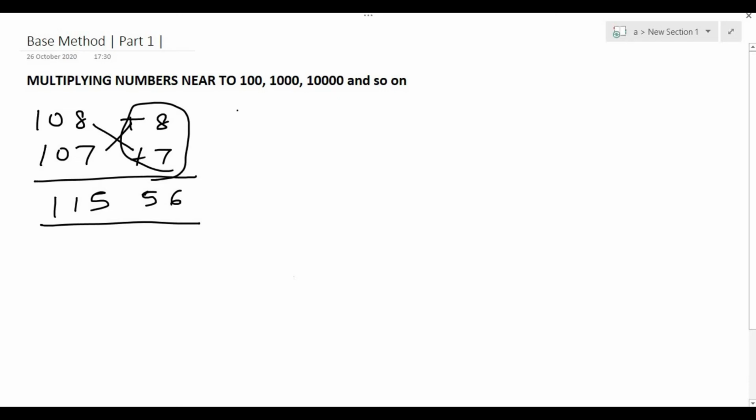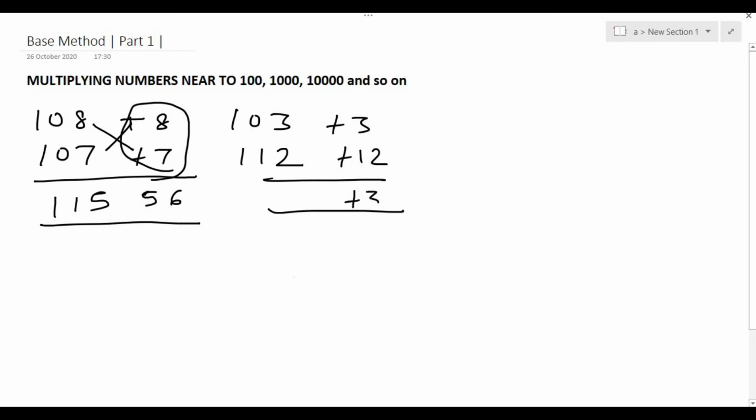Let me demonstrate one more example, that is 103 into 112. Again here plus 3 and plus 12. When we multiply these two we get plus 36, and if we add this 3 to 112 we get 115. So 11536 is the final answer for 103 into 112.